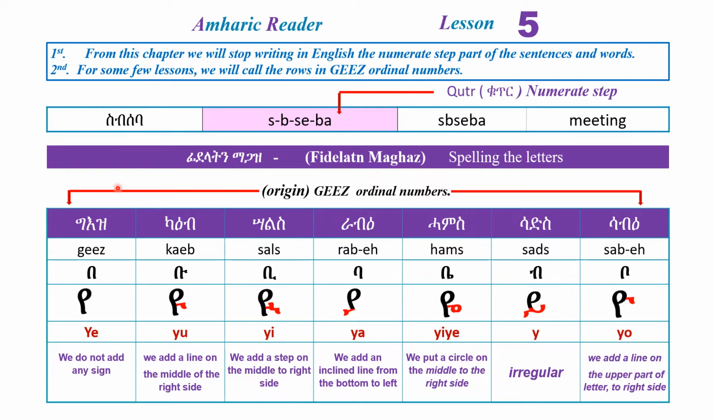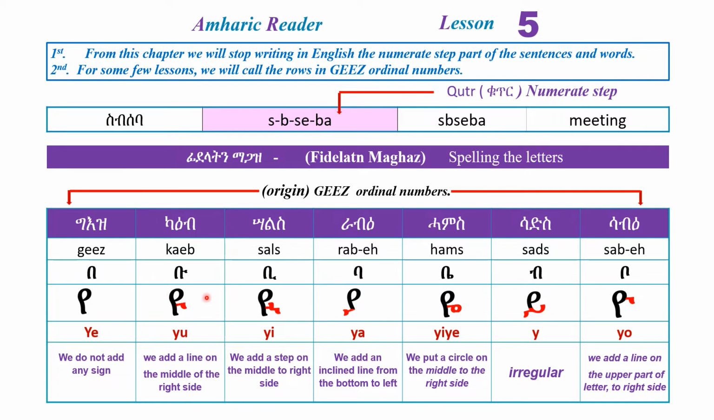Let us take, for example, our first letter Be. Be, Bu, Bi, Ba, Bie, Bi, Bo. Be Ge'ez, Bu Ka'eb, Bi Salis, Ba Rabi', Bie Hamis, Bi Sadis, Bo Sabi'. If we apply this to our new letter: Ye Ge'ez, Yu Ka'eb, Yi Salis, Ya Rabi', Ye Hamis, Yi Sadis, Yo Sabi'. It means first, second, third, fourth, fifth, sixth, and seventh.